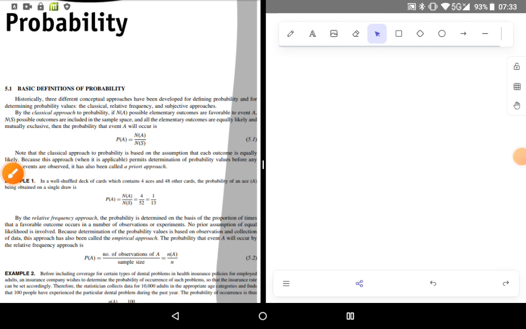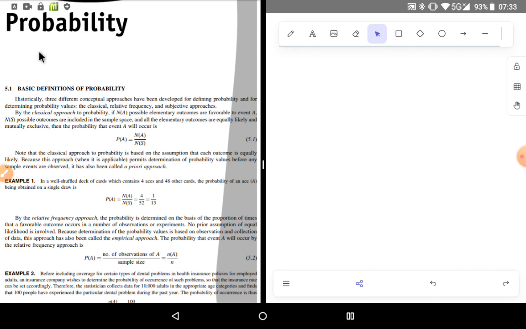Hi. So in this video, we are going to be looking at probability and what we mean by probability. Probability just simply means possibility in any outcome, the possibility of an event to occur. So here we are going to be looking at the basic definition of these approaches that we can use when we are working with probability.